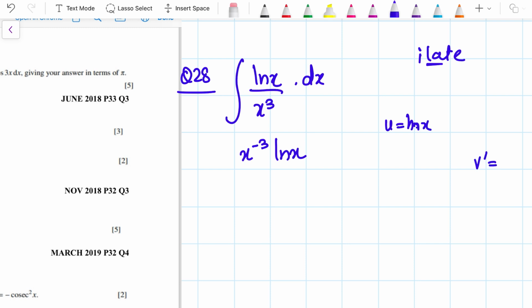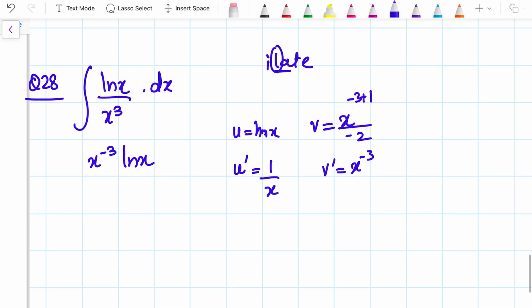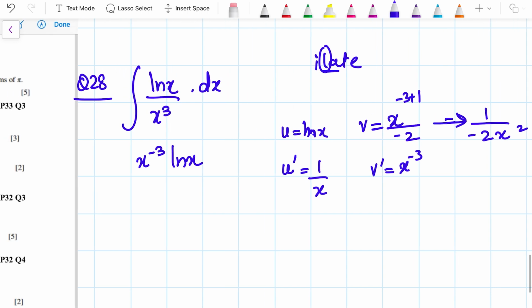And v bar will become x to the power minus 3, because log comes first, so we'll take that as u. u bar will be 1 upon x. And v will be minus 3 plus 1 divided by minus 2. Now, uv. So this is what it becomes. It's important to write the final thing.